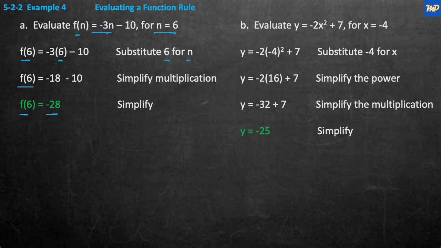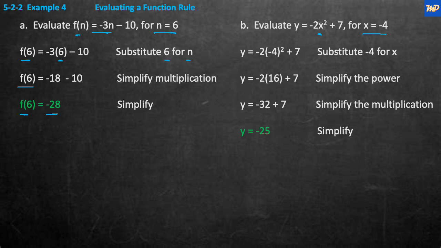Let's do B. Evaluate y equals negative 2x squared plus 7 for x equal to negative 4. Now there's no f of x. It's just y. So we're just going to have to substitute the x value in the equation itself. Y is equal to negative 2 times negative 4 squared plus 7. We're going to substitute a negative 4 for the x.